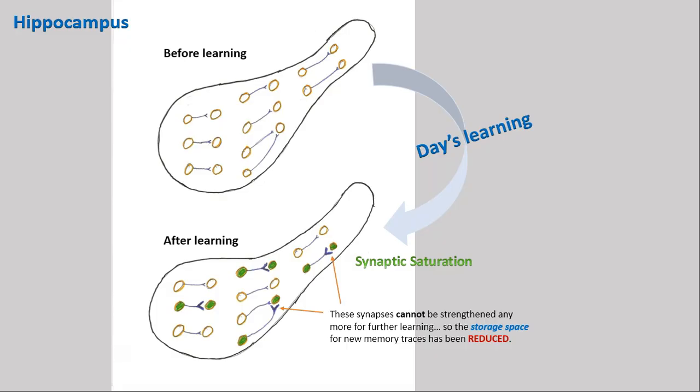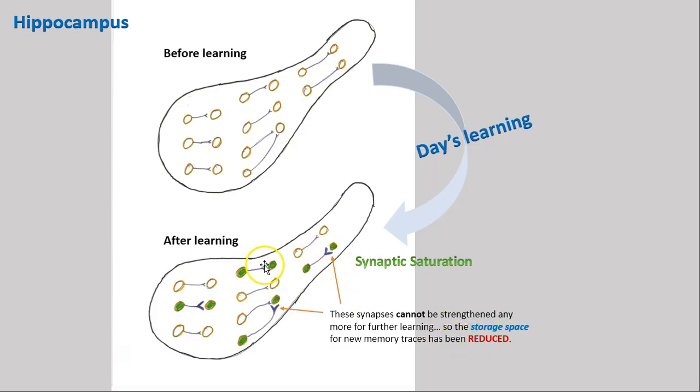And we can see that in a diagram like this. Here we have the hippocampus before learning. We've got a bunch of hippocampal neurons with weak synapses. They're ready to go. Remember, learning involves strengthening of synapses. So you want to have weak synapses to begin with. After learning, we have strengthened a set of those synapses. But the problem is these are high plasticity neurons. That's good on the one hand, but on the other hand, one learning event can max out the synapse strength. So these synapses cannot be strengthened anymore for further learning. So the storage space for new memory traces has been reduced.